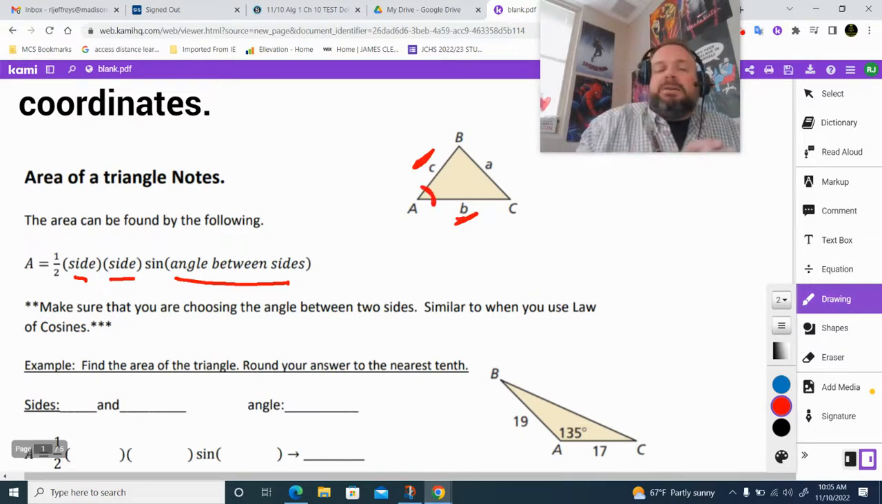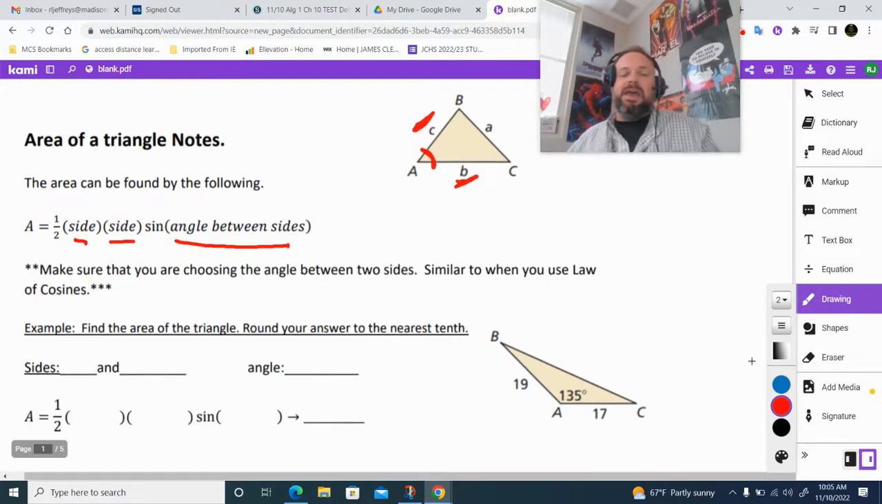Okay, in the textbook that I don't let y'all see, there are 3 different examples of this, and all they do is change the letters. So that's why I had it all typed out and I was like, bump that. Okay. So that's really it. Now, again, make sure that you're choosing the angle between the two sides. This is similar to when you use the law of cosines. That may be important for homework later today.